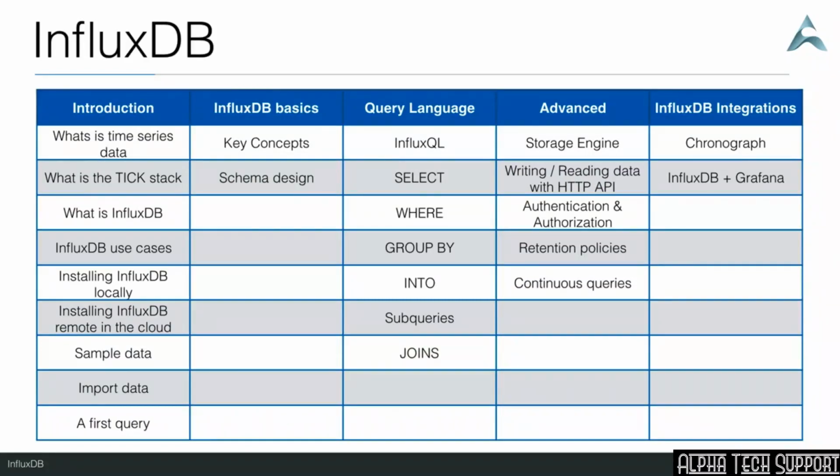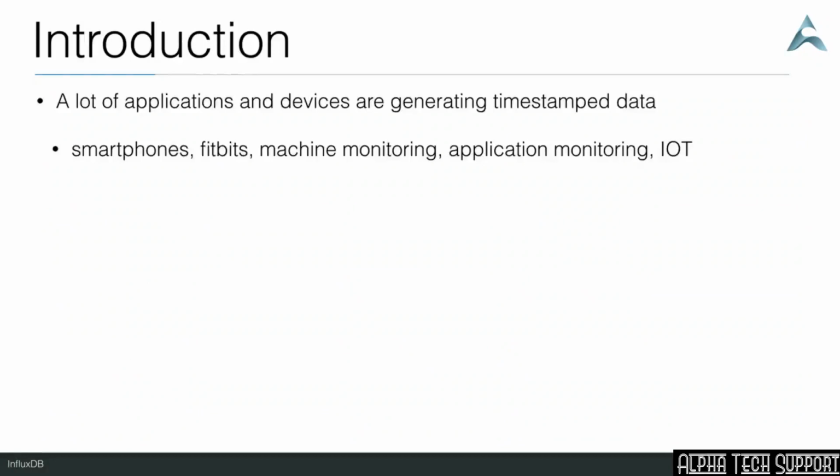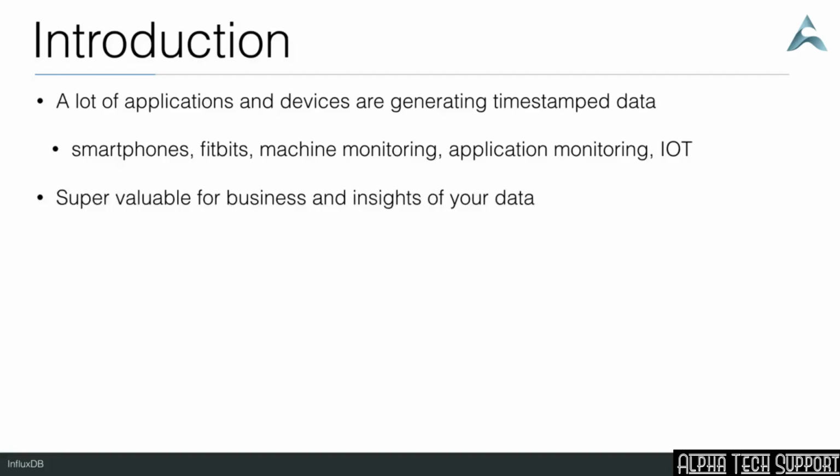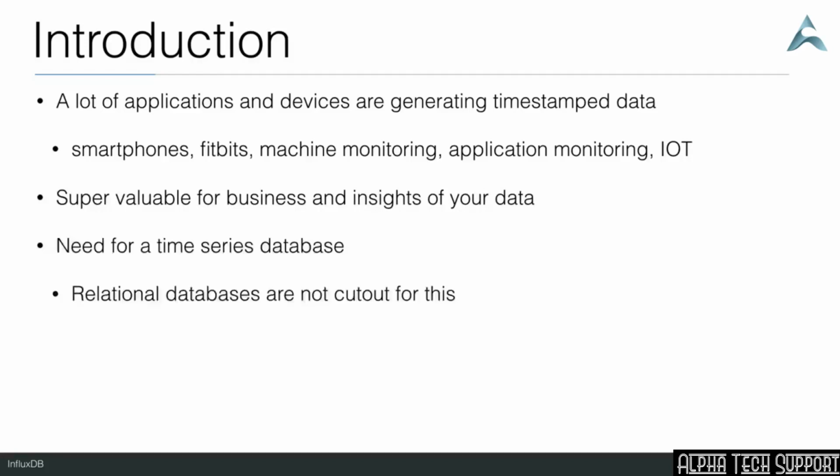Nowadays, and especially in the future, all our devices generate some sort of timestamp data. Think of smartphones with all their sensors, activity trackers like Fitbit, machine monitoring, application monitoring, and especially Internet of Things. This kind of data is super valuable information, especially in business: predicting machine failures, anomaly detection, recommendations based on previously collected data, and so on. The growth of this time-based data creates a need for time series databases.